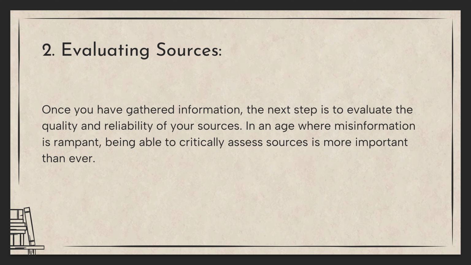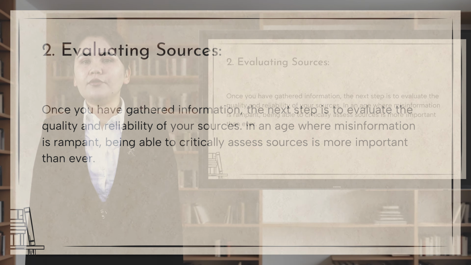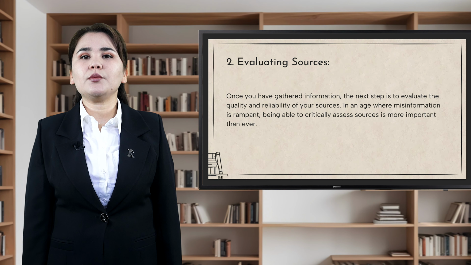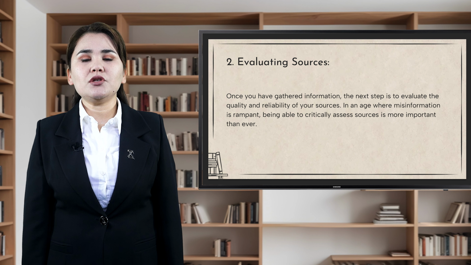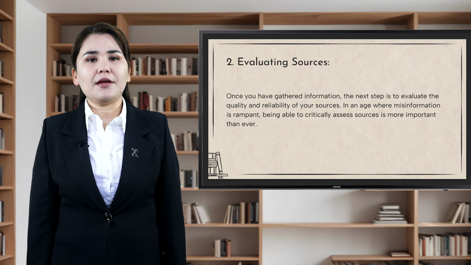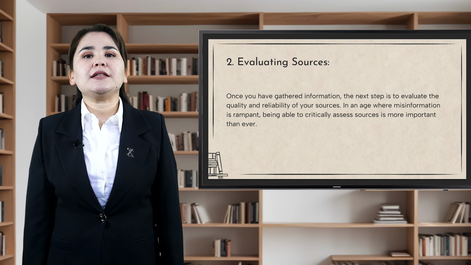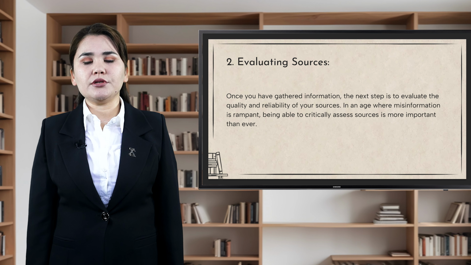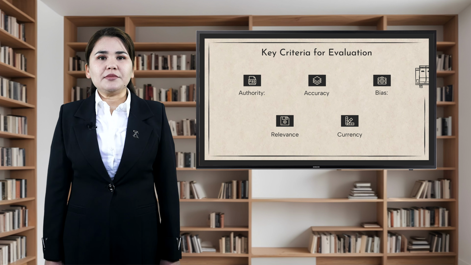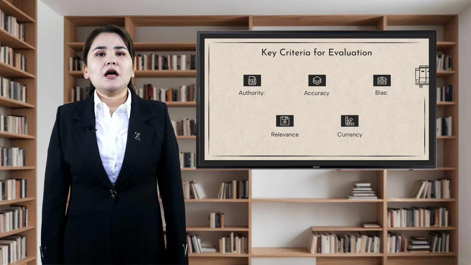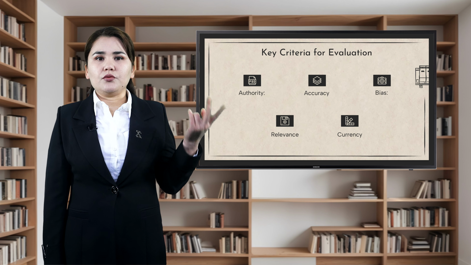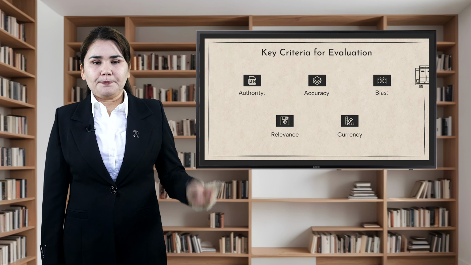For this, you should ensure credibility and relevance. Once you have gathered information, the next step is to evaluate the quality and reliability of your sources. In an age where misinformation is rampant, being able to critically assess sources is more important than ever. Here you can have some key criteria for evaluation: authority, accuracy, and bias.